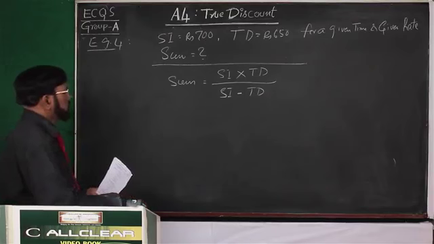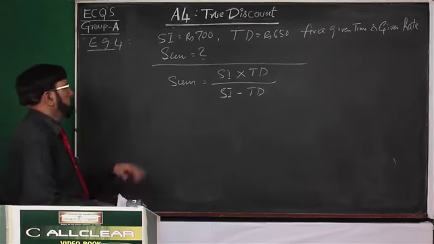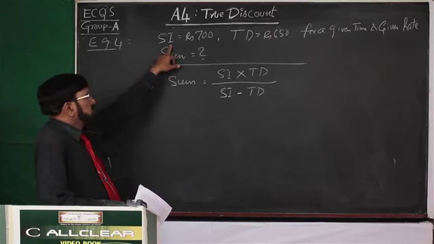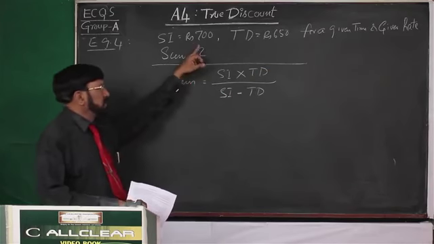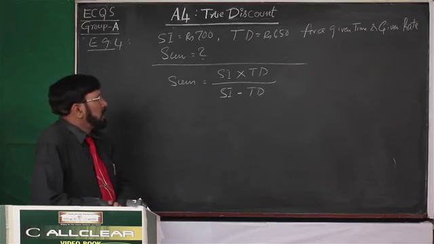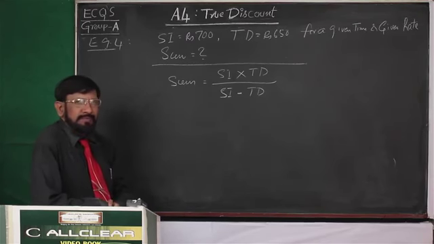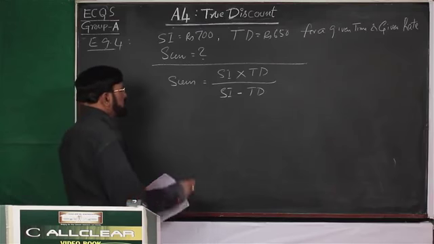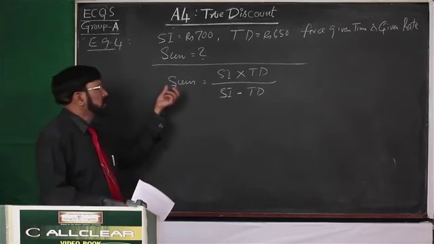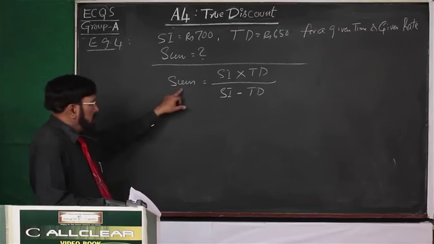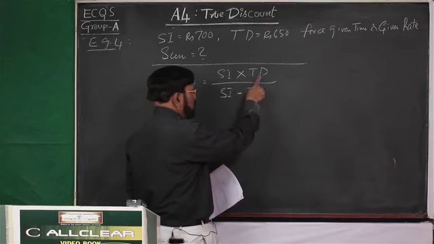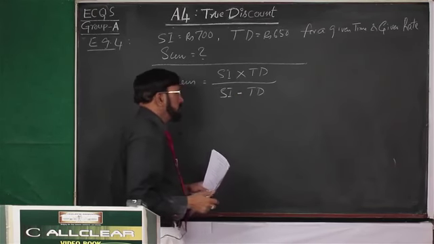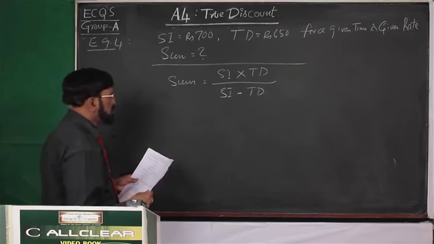Example number 4. This is a totally different type of problem. A certain sum, an unknown sum, with a given time and rate. The simple interest is 700 rupees and the true discount is 650 rupees. Now we have to find the sum. Sum here means the principal amount, and the formula is simple interest into true discount by simple interest minus true discount.